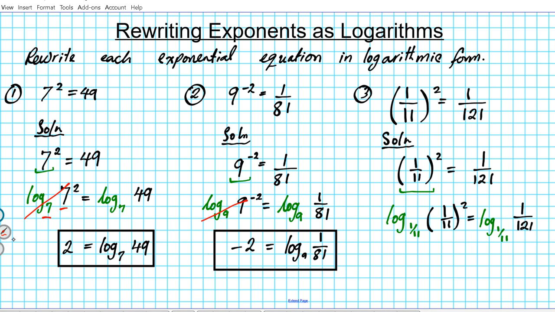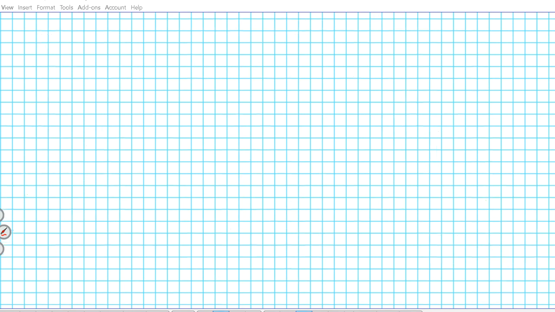On the left side, we see the cancellation action happening. The base of your log and the exponent's base are identical, so these cancel each other out. So you're just left with the power, the value of the exponent, which is 2. So 2 is equal to log base 1 over 11 of 1 over 121. So that right there is the answer to question number 3. Okay, let's take a look at number 4.